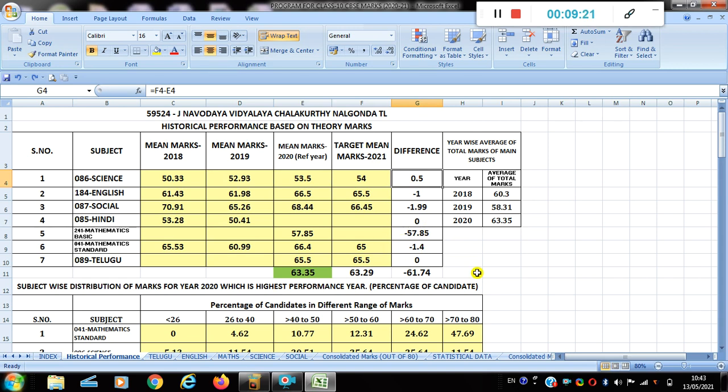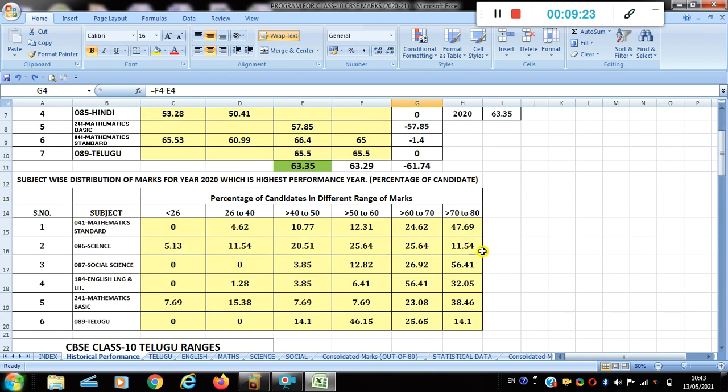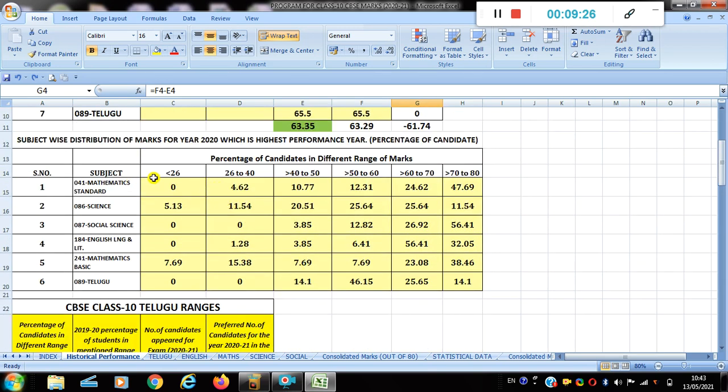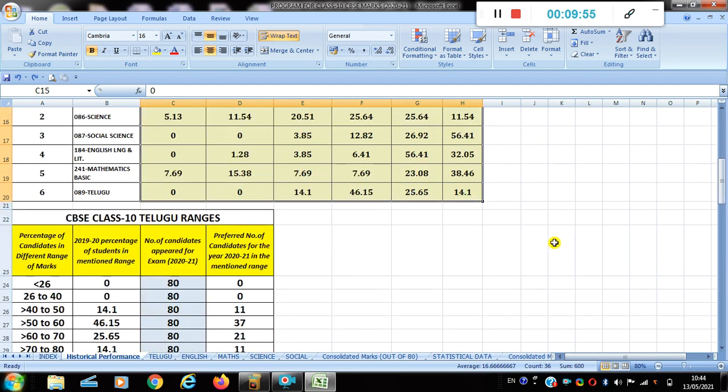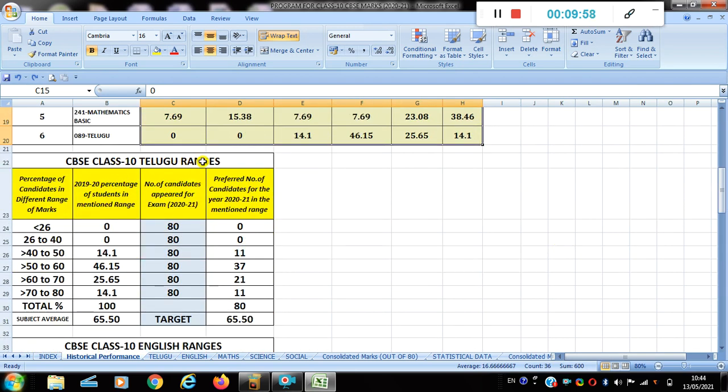This is the key point here. Now let me move to the next table. These all are given by CBSE only. Ranges, different ranges: less than 26, 26 to 40, 40 to 50, 50 to 60, 60 to 70, 70 to 87. So these are the percentages. Please understand, there are 11.54% members lying between 26 to 40 marks in science subject. These numbers I brought from the CBSE server and I kept here. Then CBSE class 10th Telugu ranges.